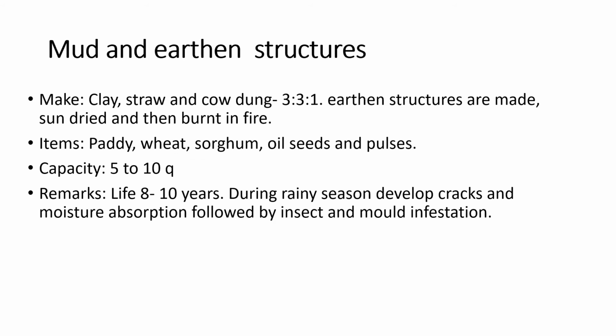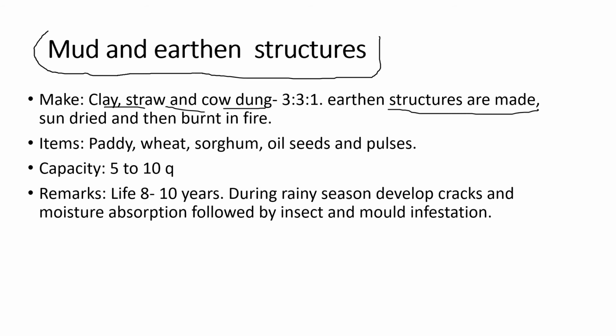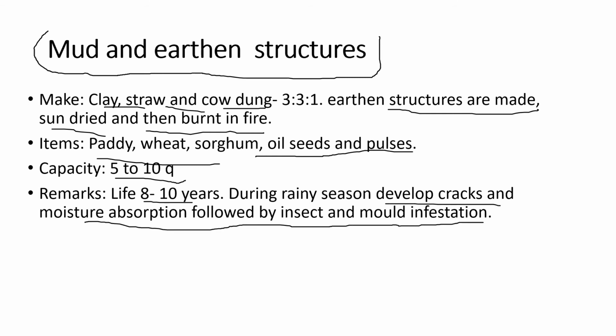The next method is the mud and earthen structures. It is made in a 3:3:1 ratio of clay, straw, and cow dung. The earthen structures are made through sun drying and then burnt in fire. It can store paddy, wheat, sorghum, oil seeds, and pulses. Capacity is 5 to 10 quintal, and it has a shelf life of about 8 to 10 years. During the rainy season, it develops cracks and moisture absorption, followed by insect and mold infestation.